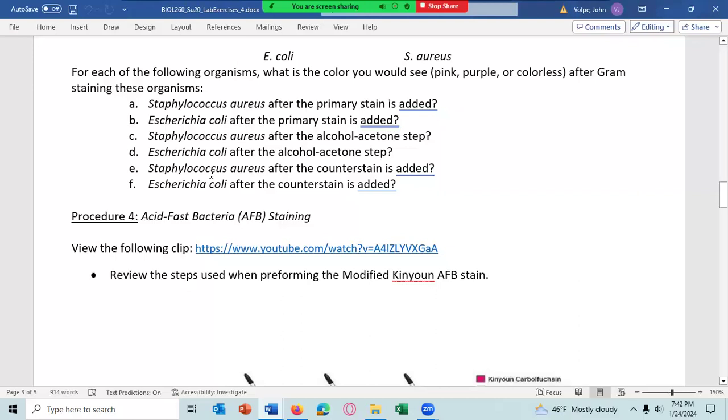And then step E, what is the color of Staphylococcus aureus after the counter stain is added? And then F, what color is E. coli after the counter stain is added? Any question about any of that?